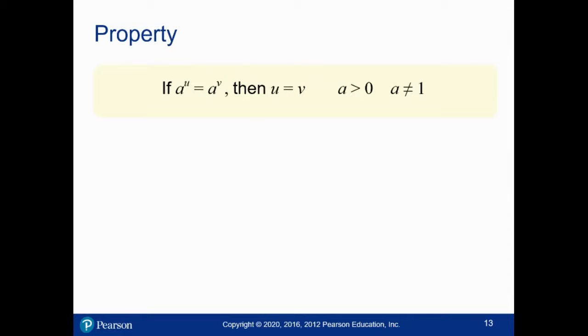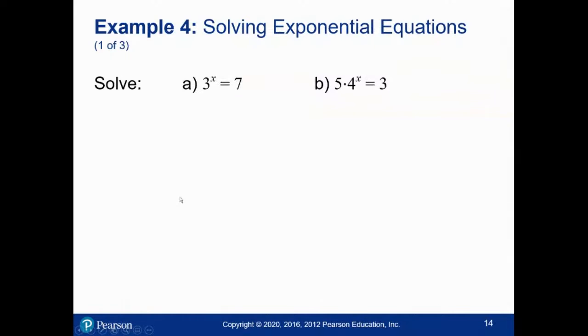So let's come back and start working with exponential equations. And remember, we've used this property before. As long as you have a positive base that isn't 1, if you plug in u and v and get out the same thing, then you must have plugged in the same thing. It's a one-to-one function.